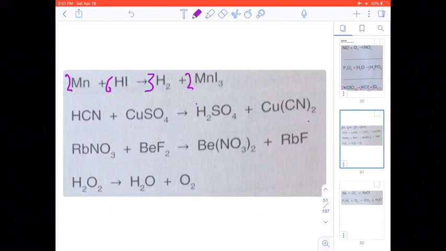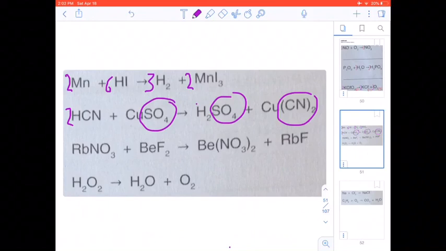Let's look at the next one. Here we have hydrogen cyanide plus copper sulfate gives me sulfuric acid plus copper cyanide. Sometimes how I like to balance this, if I see a group like that, I normally like to take it as a group. That would give me 2H on the left, 2H on the right. I've got a sulfate here, 1 sulfate there, and that's balanced.